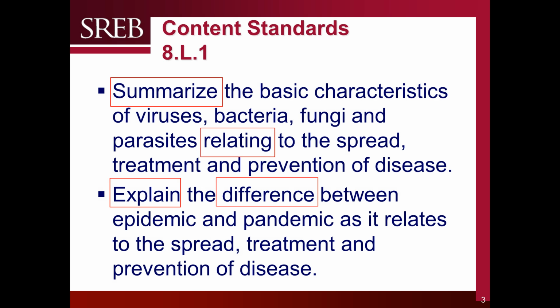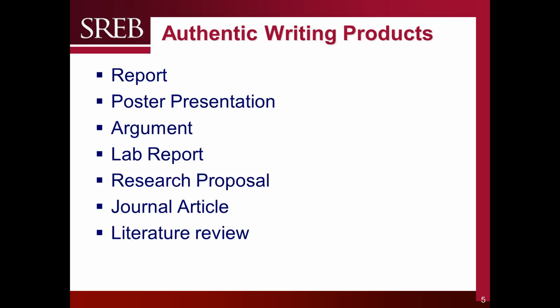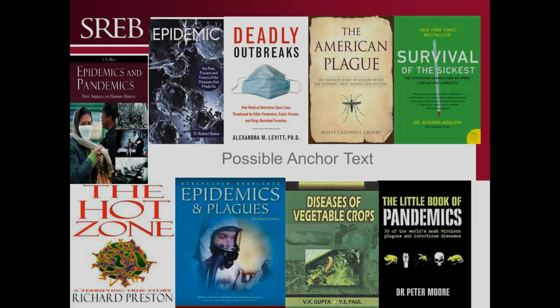When you look at your content standards, there should be keywords like summarize, explain, that would lead you into what mode of writing you would use. This one, I'm going to go ahead and probably use explanation or evaluation. Both of those are going to break down each of those different parts of that standard. Your authentic writing piece could be an argument, it could be a journal article. In this case, I believe I will use the argument.